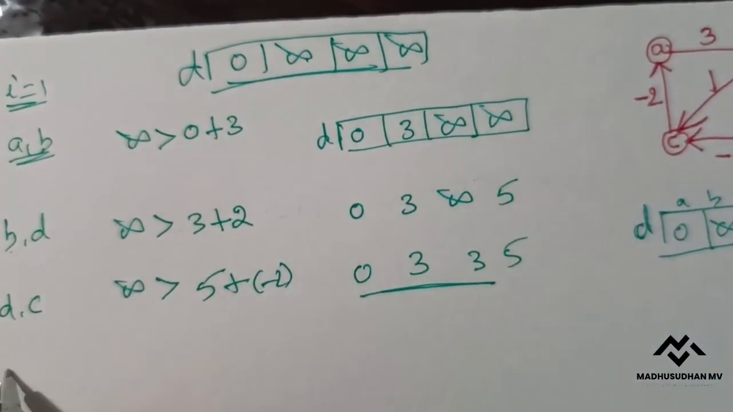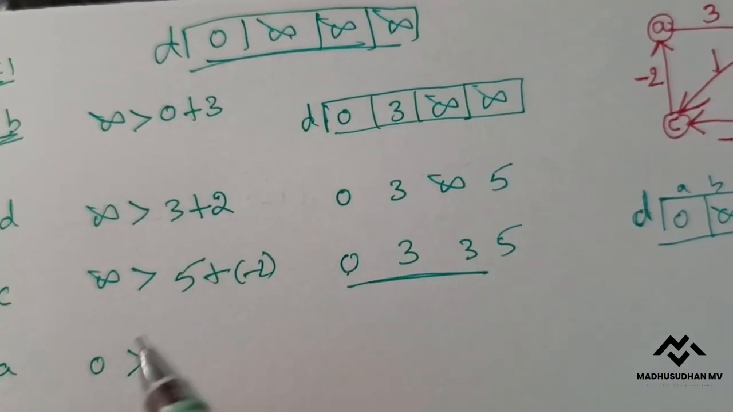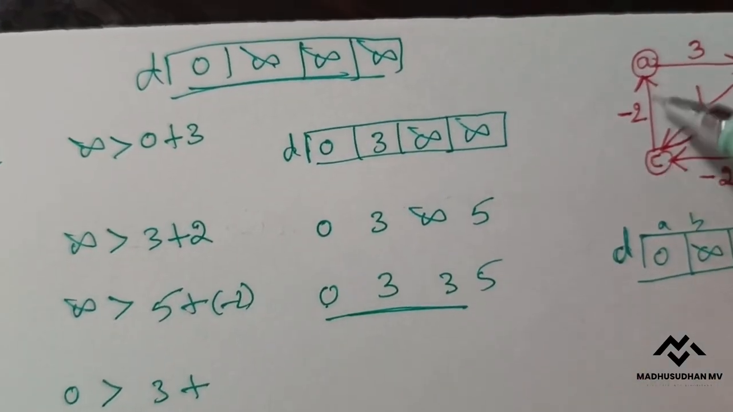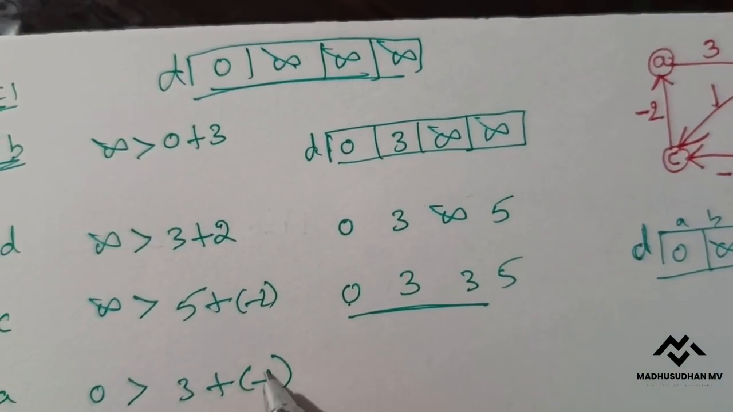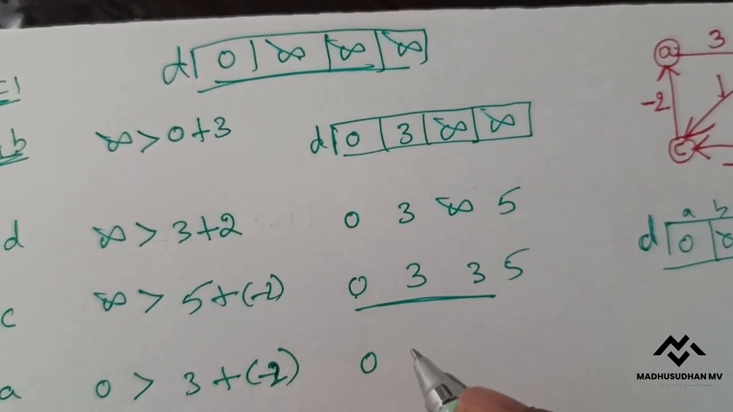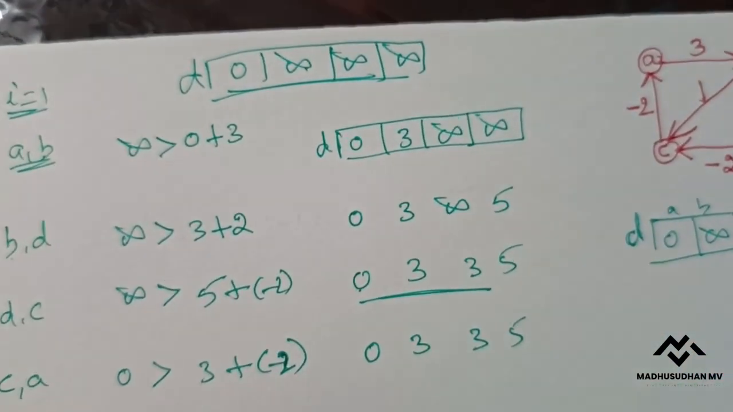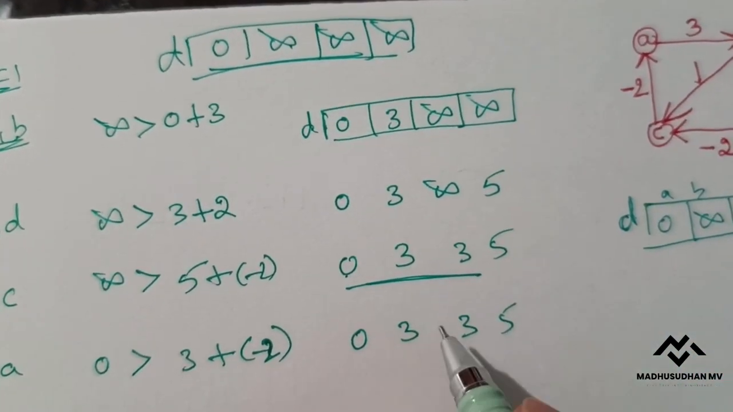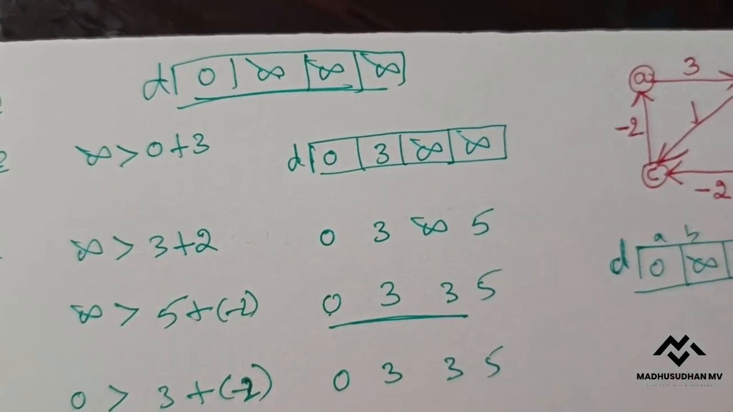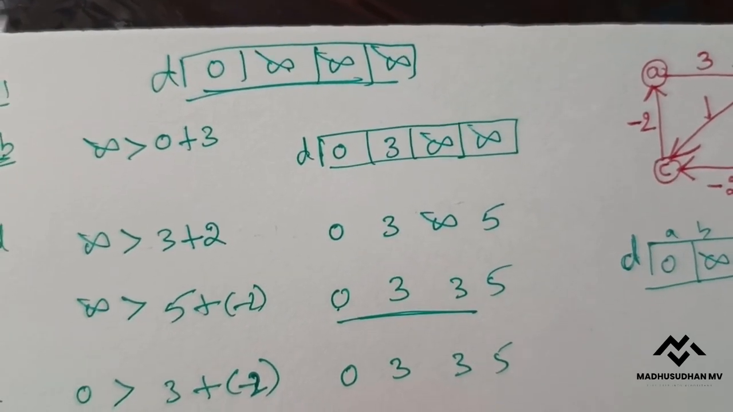Next C to A. Distance of A is 0, greater than distance of C, which is 3, plus cost of C to A, which is minus 2. 0 greater than 1, false. So I'm retaining the same thing. Next edge is B to C. Distance of C is 3, greater than distance of B, 3, plus cost of B to C, which is 1. 3 greater than 4, false. So it stays 0, 3, 3, 5.